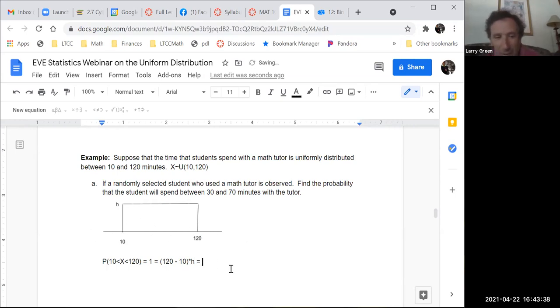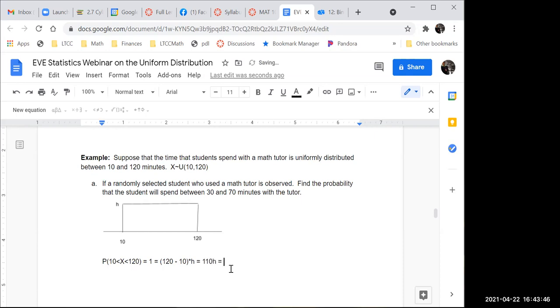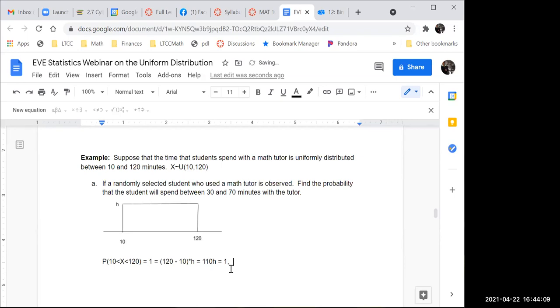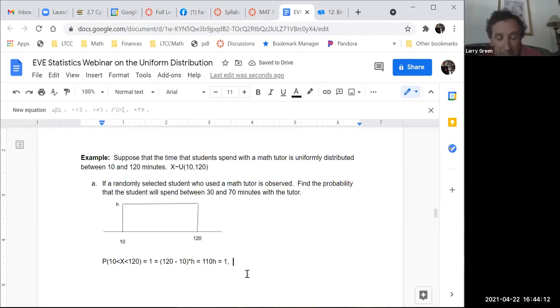All right, now let's do some very basic math. What's 120 minus 10? 110. 110H is equal to 1, right? I just rewrote the equal 1. All right, how do I solve for H? Very simple algebra. Divide each side by 110, and we get H is equal to 1 over 110. Any questions on that?